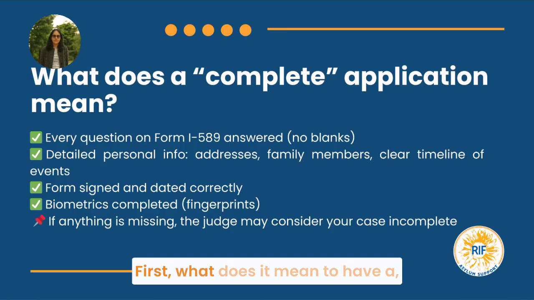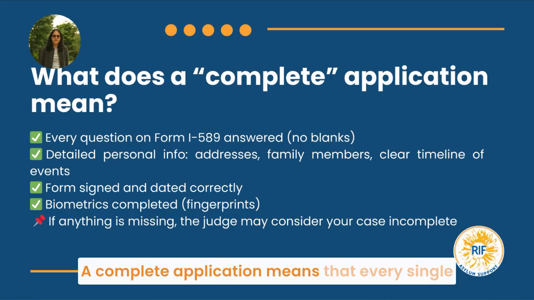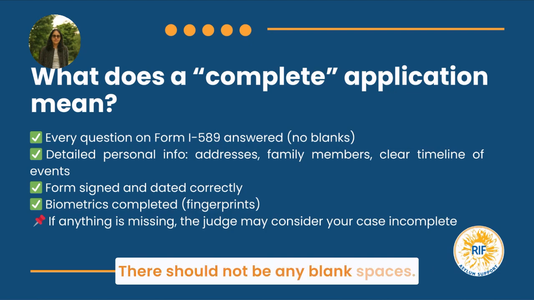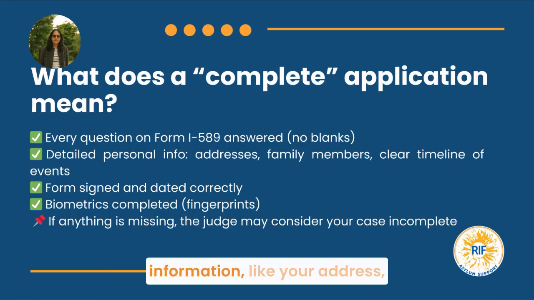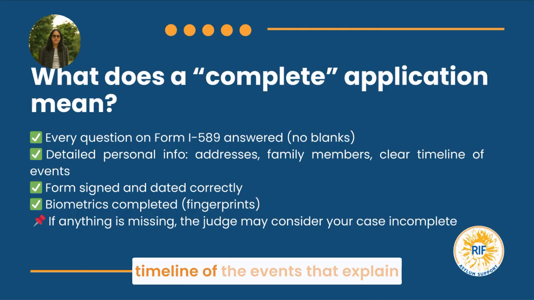First, what does it mean to have a complete asylum application? A complete application means that every single question on Form I-589 has been answered. There should not be any blank spaces. It means that you included your full information, like your address, your family details, and a clear and complete timeline of the events that explain why you're applying for asylum.